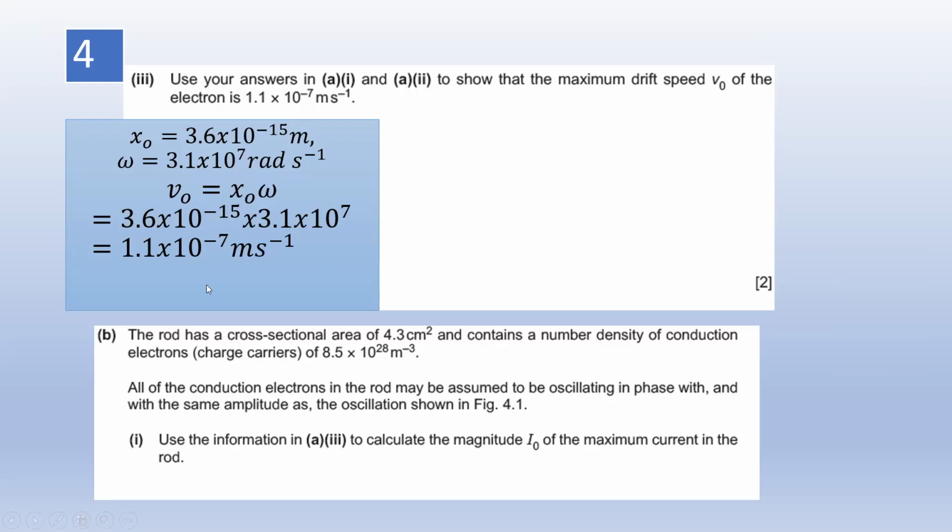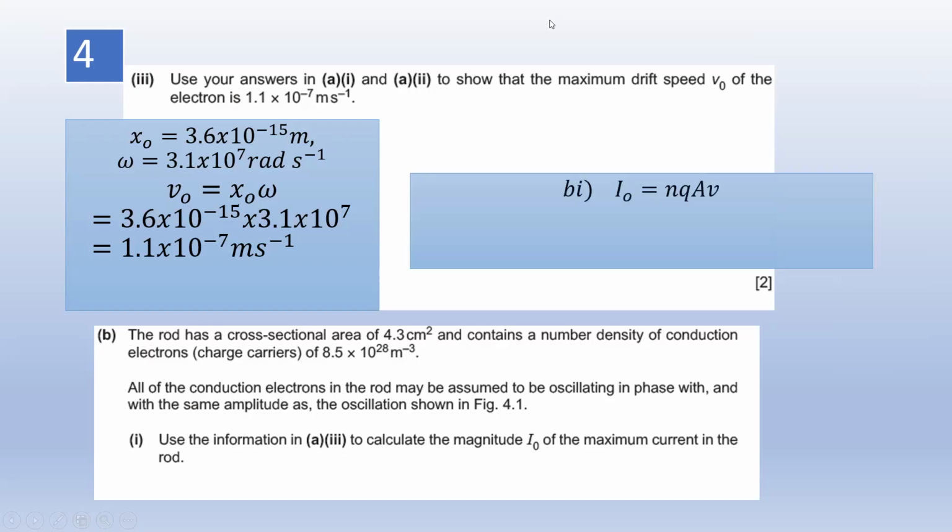Using a calculator. The rod has a cross-sectional area of 4.3 cm squared, and contains a number density of conduction electrons, the charge carriers. All of the conduction electrons in the rod may be assumed to oscillate in phase and with the same amplitude as the oscillation in figure 4.1. Use the information in A part 3 to calculate I naught, the maximum current in the rod.